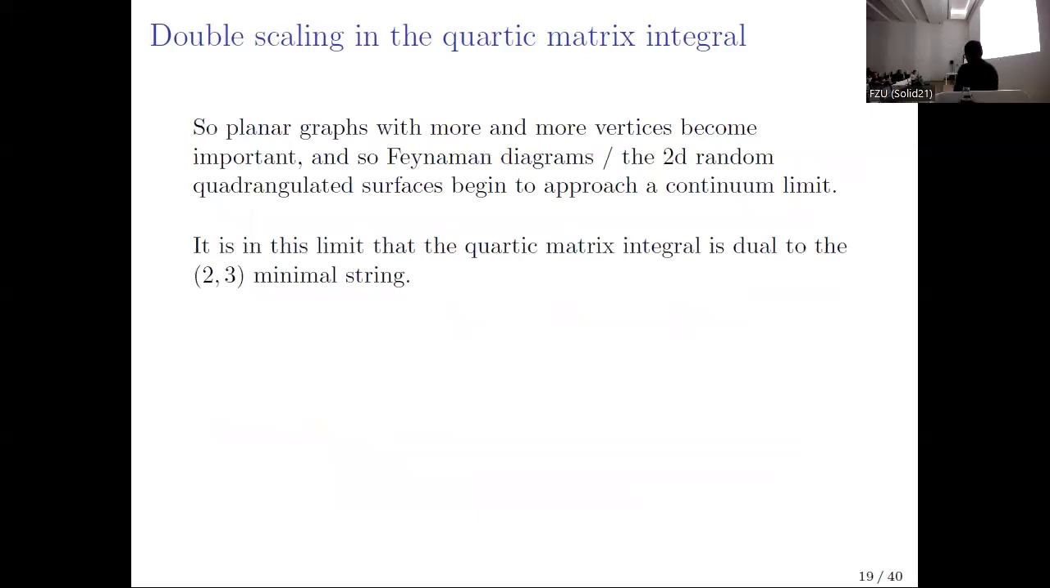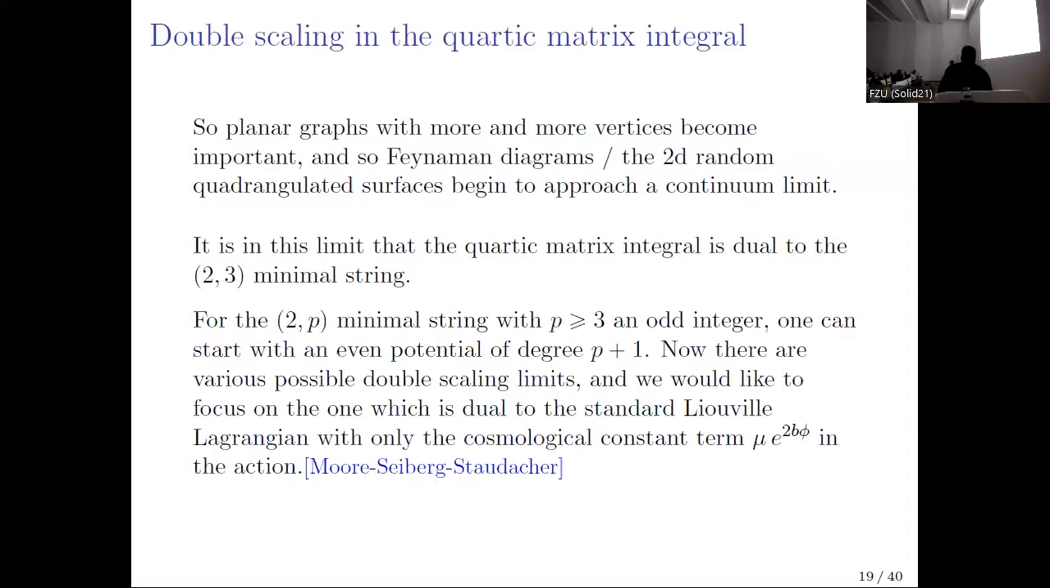So what you're saying is that there was this sum over all planar graphs, and now it's not converging anymore, it's diverging. What it means is that the higher and higher diagrams with more and more vertices are becoming important, which means that your Feynman diagrams are getting really big, which means that you're approaching the continuum limit. So it is only in this limit, where you allow the Feynman diagrams with lots and lots of vertices to contribute, that you recover the continuum limit of the string. So that's why this double scaling is important and so on.